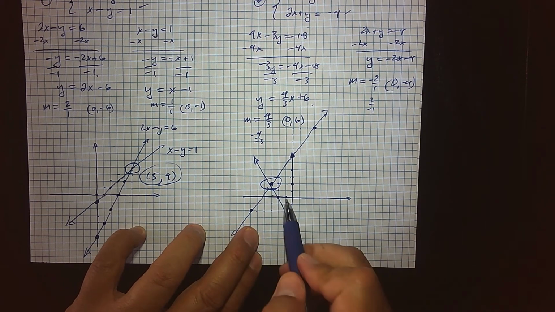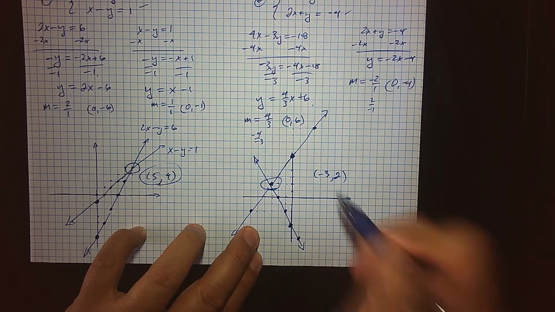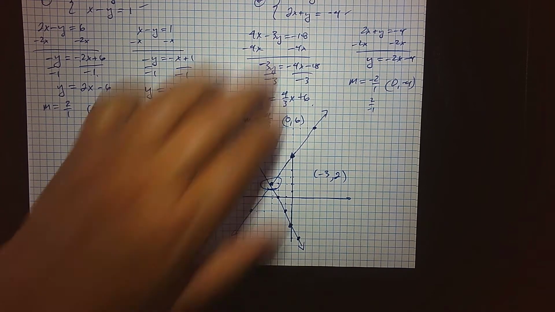And they do in fact have an intersection point. 1, 2, 3. It looks like at negative 3, 2. All right, and so that basically is the ordered pair that solves it.